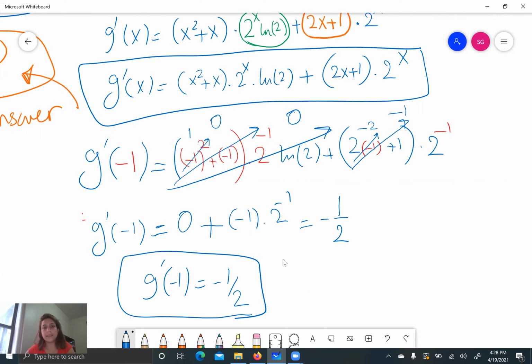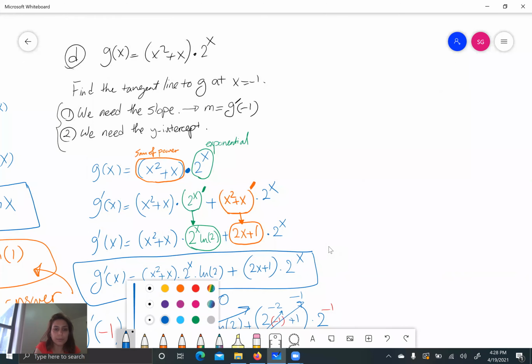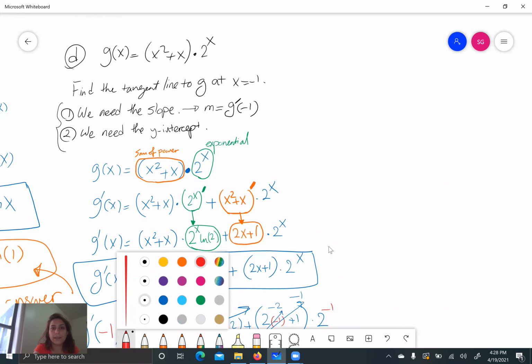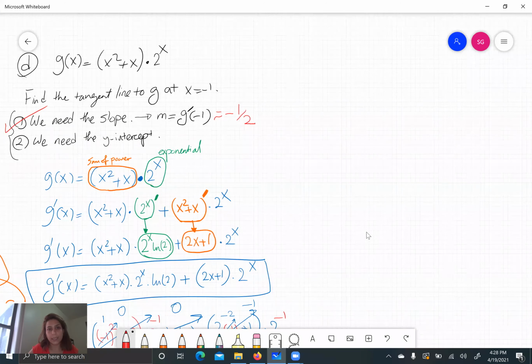So that's it. That's the slope. We got the slope. So what is the slope? Negative half. So we did part 1. We found the slope. Now we need to find the y-intercept.